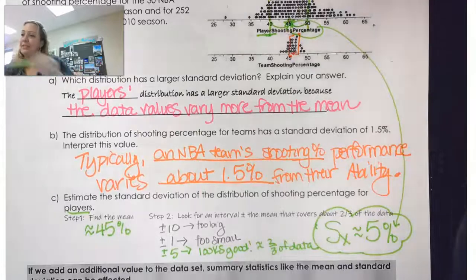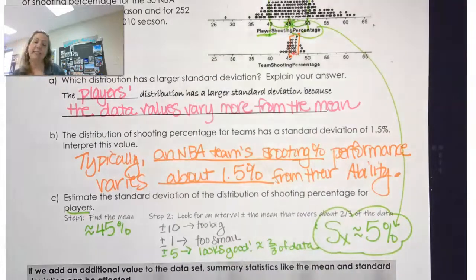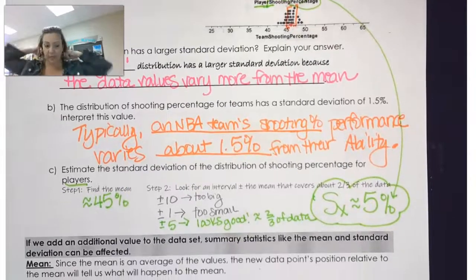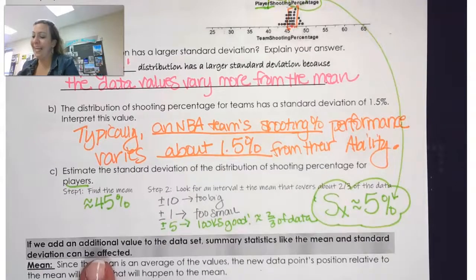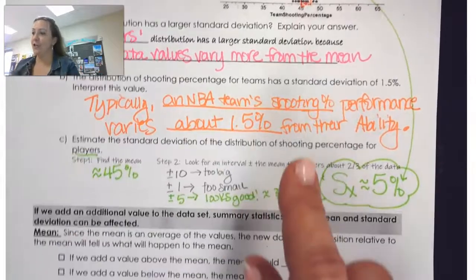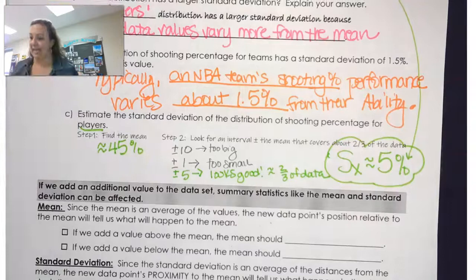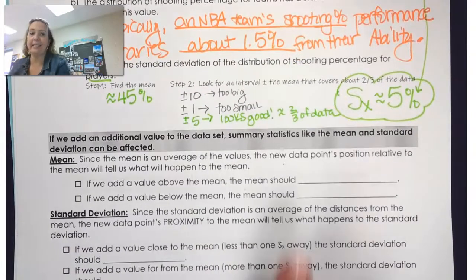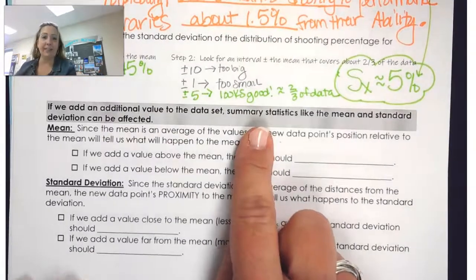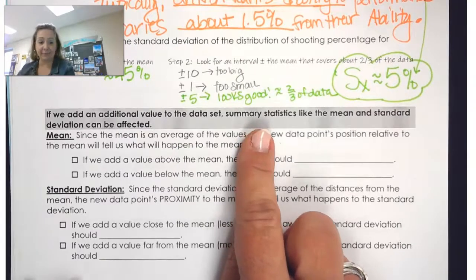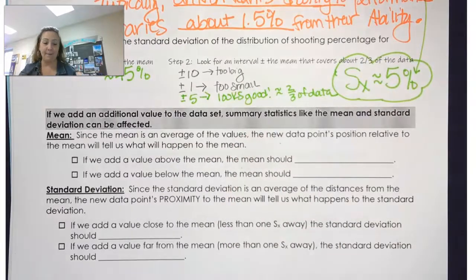So now that we've reviewed standard deviation a little bit, we're going to look to see what doing certain things to data does to the mean and the standard deviation. So if we add an additional value to our data set, summary statistics like the mean and the standard deviation can be affected. And let's talk about how that can happen. Let's talk about the mean.